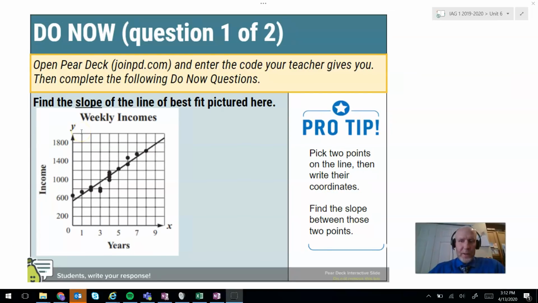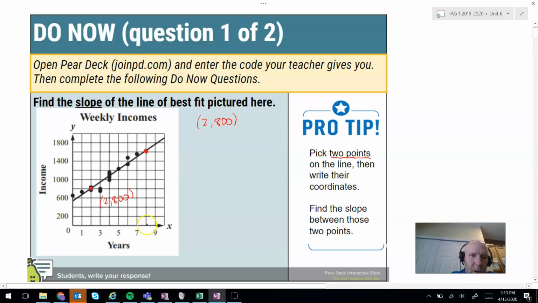All right, hopefully you got that taken care of. Here we go. It wants us to find the slope of the line of best fit pictured here. We want to make sure we pick 2 points that are on the line. So I'm going to pick a good point right here on the line at 2,800. I'd say that's one of our points. And I'm going to look at another great point of intersection. I'm going to go up to here, it looks like. I'm going to choose 1200.